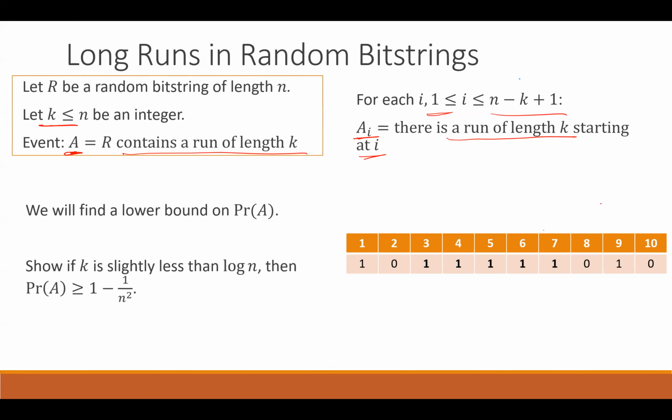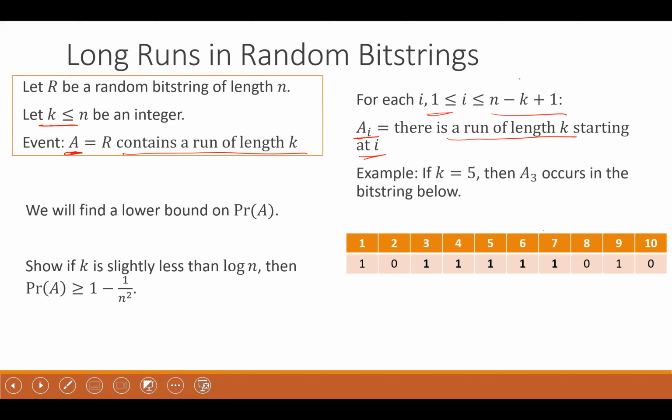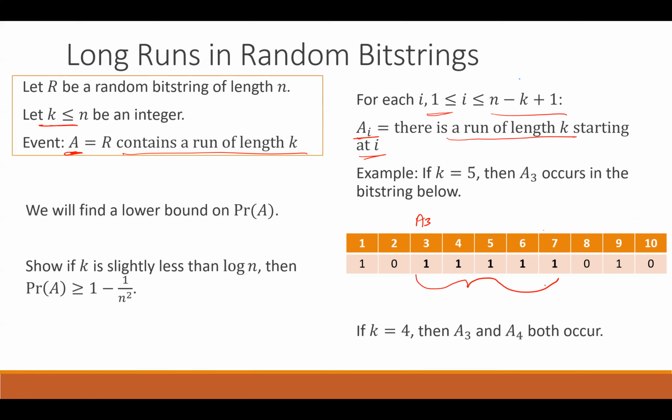So if k equaled 5, then A3 occurs, right? So this is a run of length 5. If k is equal to 4, then A3 and A4 both occur. Now the problem that we're going to run into here is: are A3 and A4 independent? The coin flips are all independent, but these events are now k coin flips in a row.